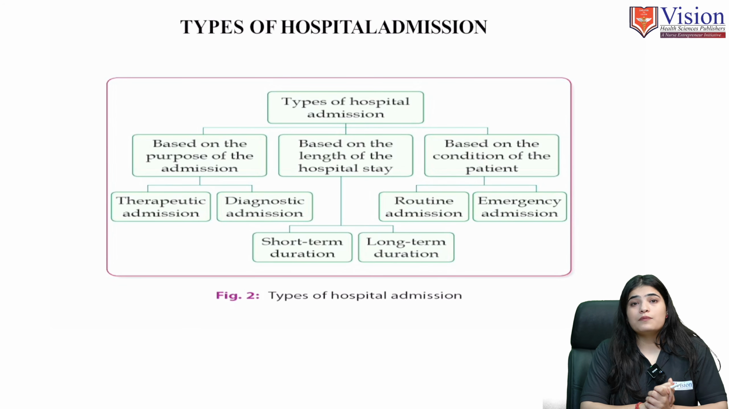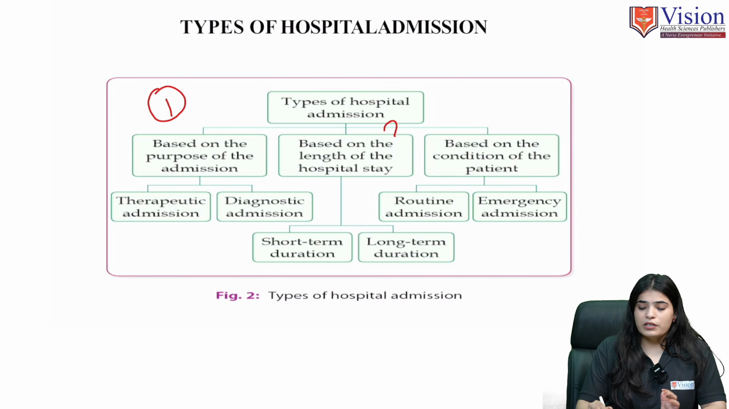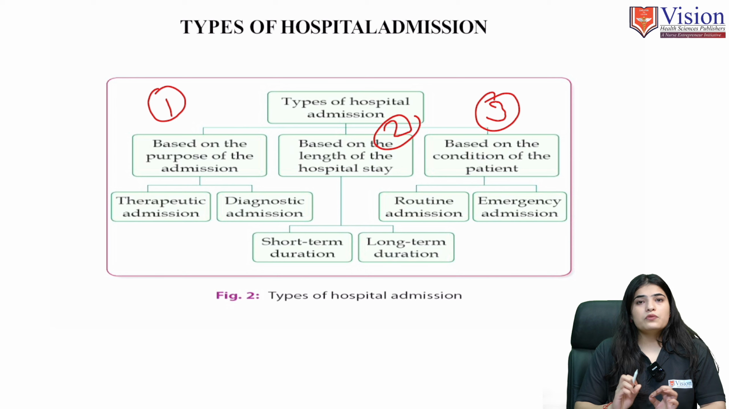Next is types of hospital admissions. Students, types of hospital admissions are broadly classified into three broad categories. The first one is based on the purpose of admission.